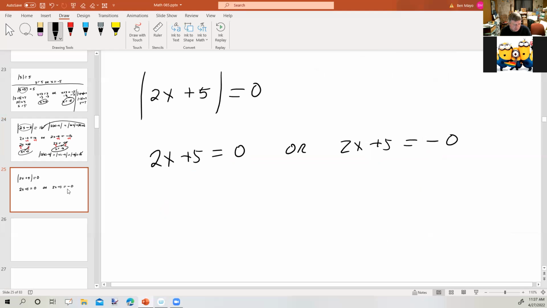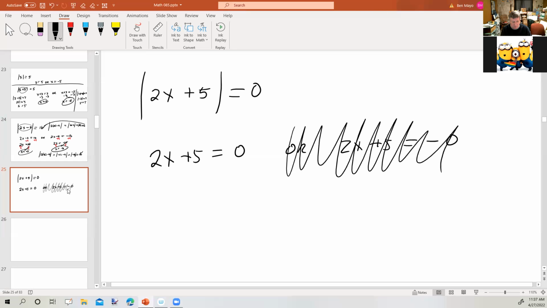Undefined? No, that's dividing by 0. Oh, opposite, yeah. The opposite of 0 is just 0. It is its own opposite. Oh, yes. So basically, when it's equal to 0, we only get one equation.